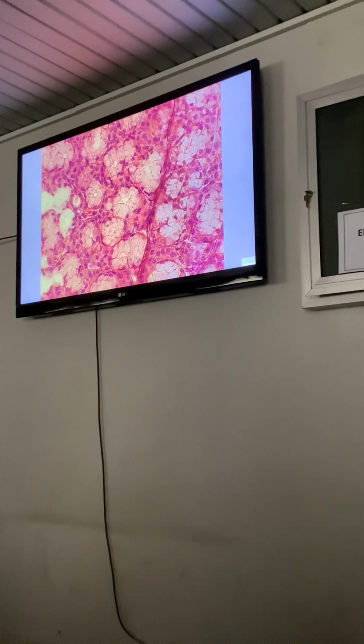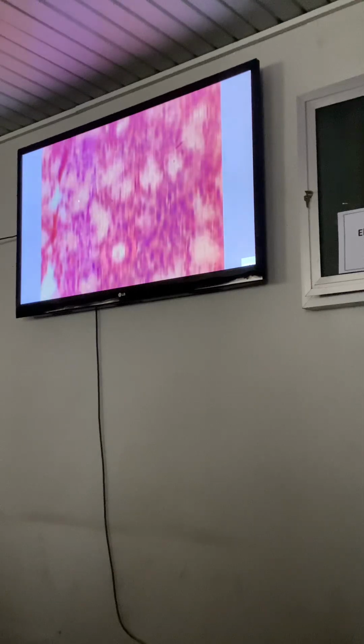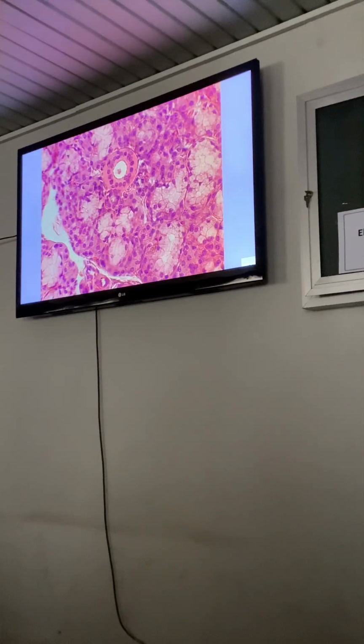At the tip of the pointer, we can see the intercalated duct lined with simple cuboidal epithelium. Intercalated duct, and this is the striated duct. We can see basal striation. And this structure, notice this structure consists of serous and mucus, which is called serous demilune.